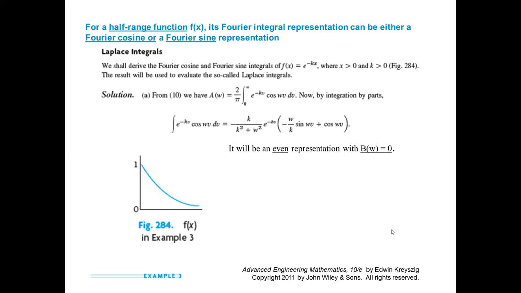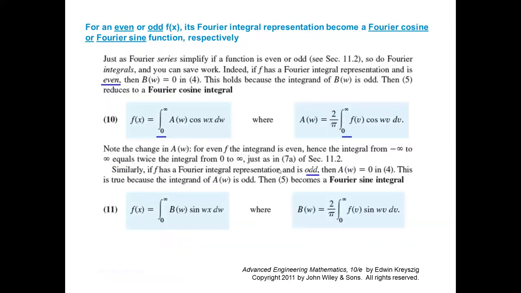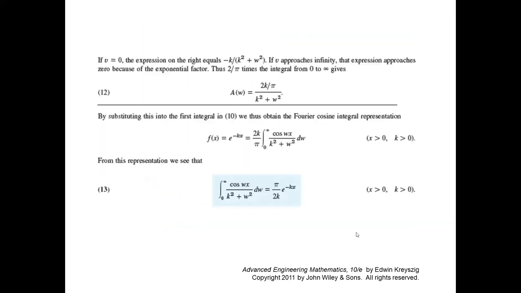Let's look at another example. If we have a given function, f of x equal to e to the minus kx, it looks like this. It's an exponentially decaying function. We would like to get its Fourier integral representation. If we see this kind of problem, we know the function can be arbitrarily given. So we can use either the Fourier cosine representation or the sine representation by assuming f is either even or odd.